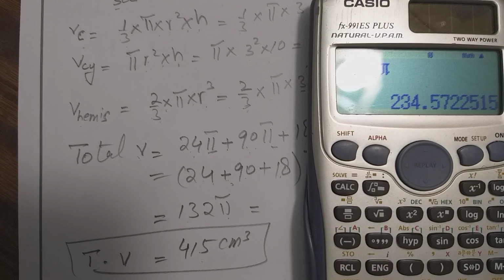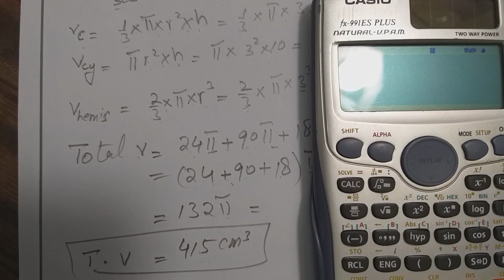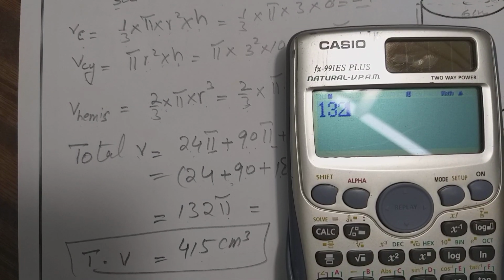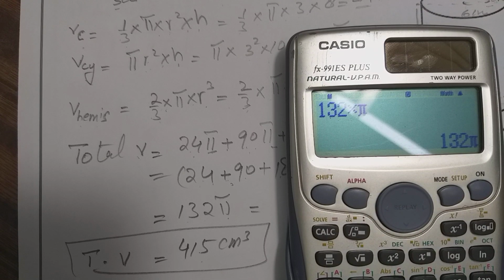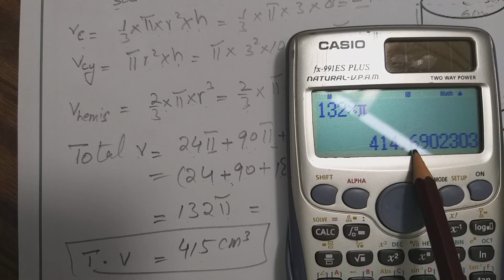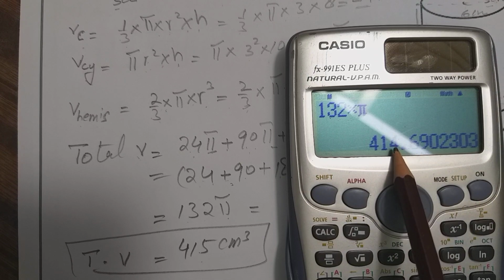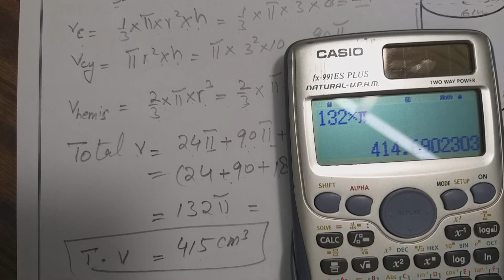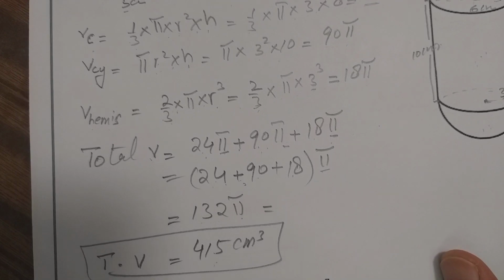It is actually from the pi. 132 times pi gives 414.69 and so on. Because the third significant figure's next number is more than 5, we increase the number, so it becomes 415 cubic centimeter. Yes.